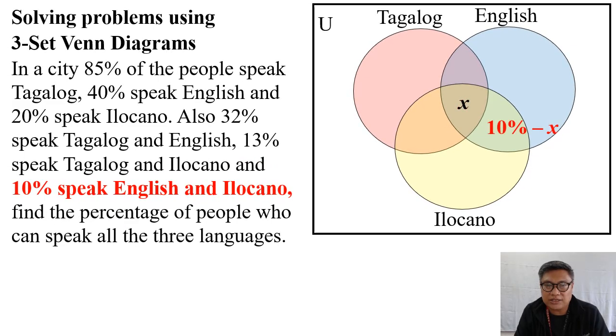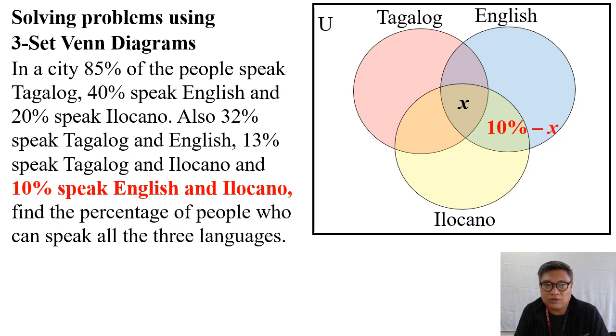10% speak English and Ilocano. So this is the region where we have the intersection of English and Ilocano, because this one here is the intersection of all the three who speak all the three languages. So here is the intersection of English and Ilocano. It says that 10% speak English and Ilocano. Because we have here the x percent and the total is 10%, we need to subtract x. So 10% minus x is the remaining percent, those who speak English and Ilocano but not Tagalog.